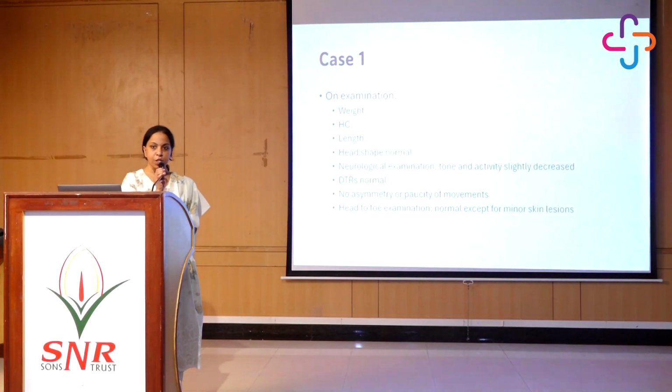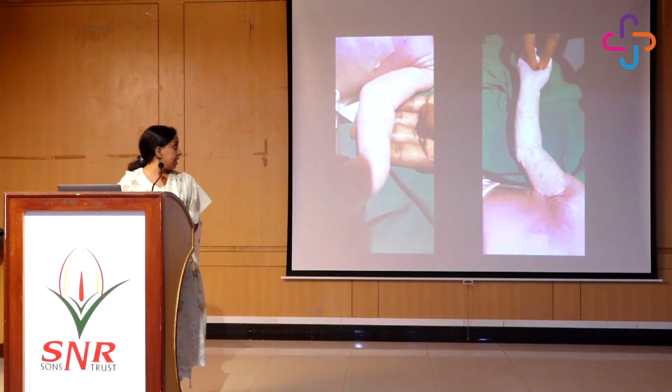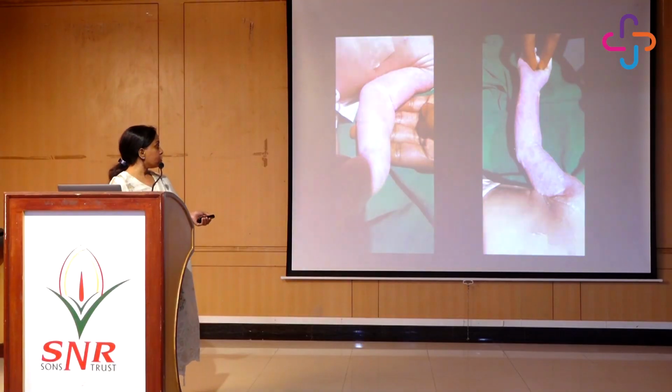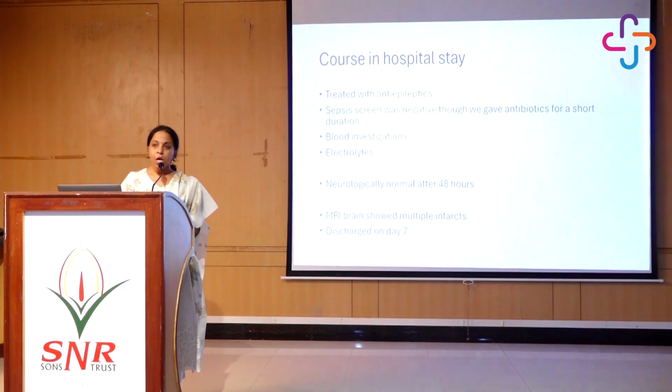The baby was appropriate for gestational age. She weighed 2.9 kilos. HC, length, head shape, everything was normal. On neurological examination after the seizure management, tone and activity were slightly decreased. DTRs were normal. No asymmetry or paucity of movements. Head to toe examination was normal, except that we noticed slight lesions. Sometimes we see this skin peeling even in post-dated babies. So except for these minute skin lesions, and here we see a varicose lesion also, there were no actual clinical examination findings for this baby.